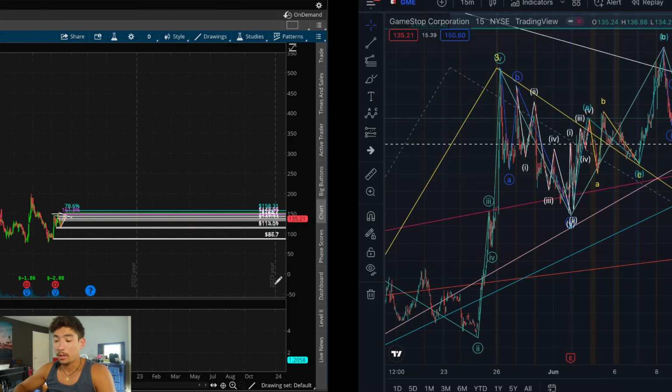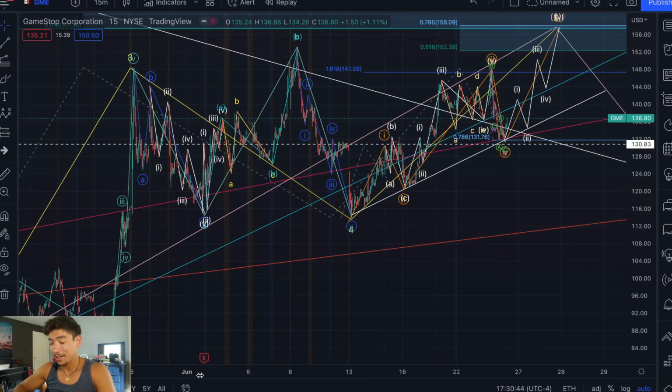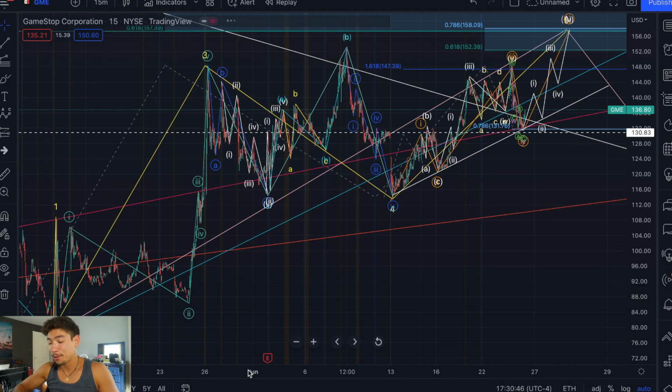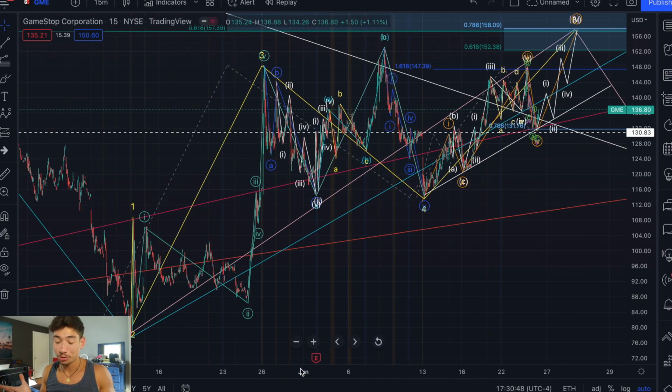Right, so I spent a lot of time this weekend digging into what happened with GME over the past two weeks, trying to figure out a wave structure that makes sense relative to the broad market. And obviously there's going to be more than one count as a possibility at all times.